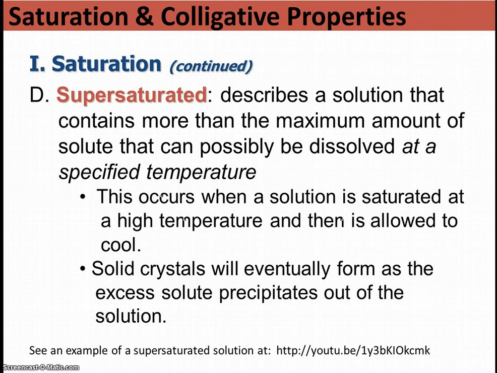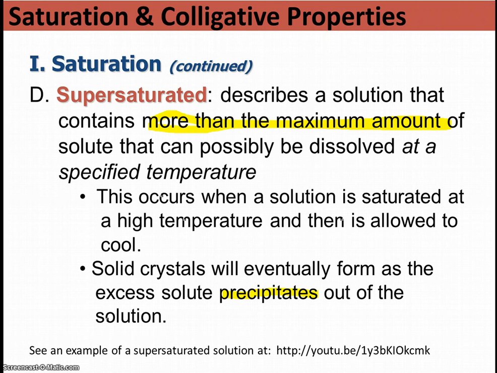Now if you have a solution that has more solute dissolved in it than the maximum amount, that is called a supersaturated solution. And this occurs when you have a solution that you warmed up to a high temperature and dissolved a maximum amount of solute. So you made a saturated solution at a high temperature, and then that substance cooled off. As the substance cools, the excess solute that was dissolved will precipitate out of the solution. This word precipitate means the substance will go from aqueous, meaning in its dissolved form, to a solid.